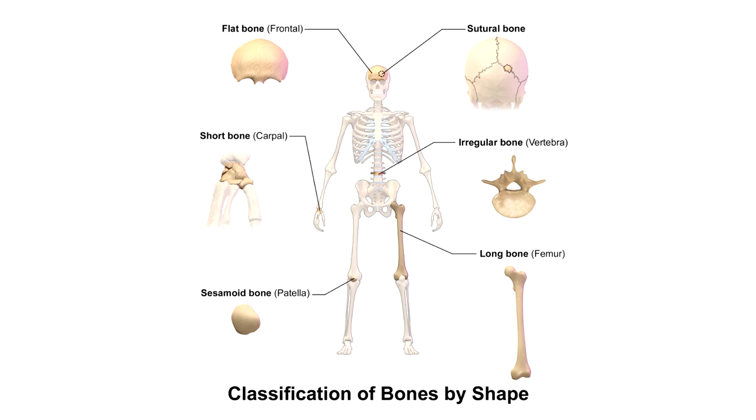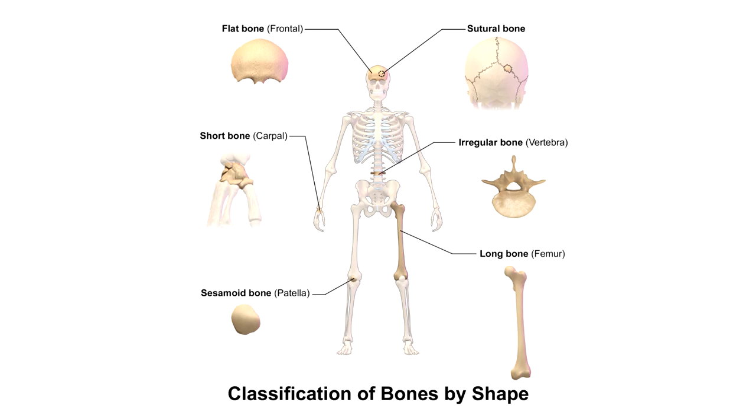Then we have short bones, which you can see here, and these are the same width and length, so they kind of look like cubes. And examples of short bones are in the wrist, they're called carpals, and in the ankles, they're called tarsals. These are examples of short bones.